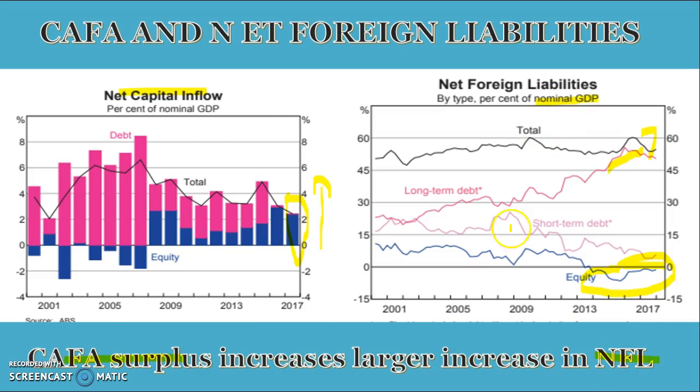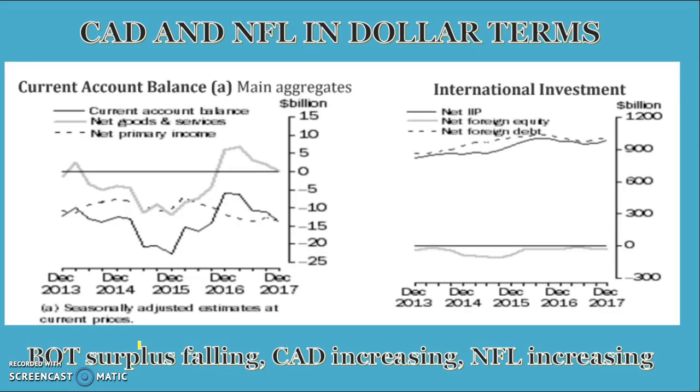That's why it's not completely the same. But the dollar figure will always increase when we have a CAFA surplus. The bigger the CAFA surplus, the more our net foreign liabilities will grow, or the faster our net foreign liabilities will grow. So as you can see with this graph here, this is in dollar terms.